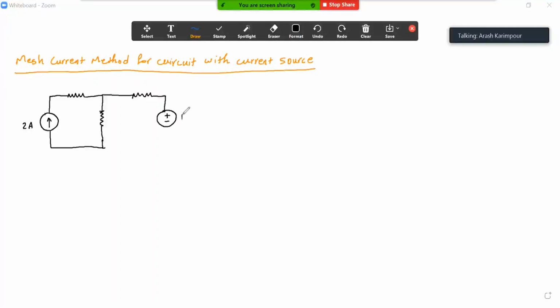There's a 10-volt battery, let's say, for the voltage source. So that's the circuit we have. It's going to be 15 ohm, then we have the 10 ohm here, and we have 5 ohm. So assume we want to solve this problem with the mesh current method.